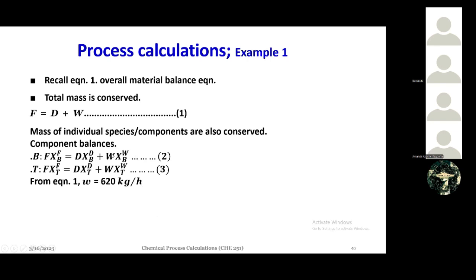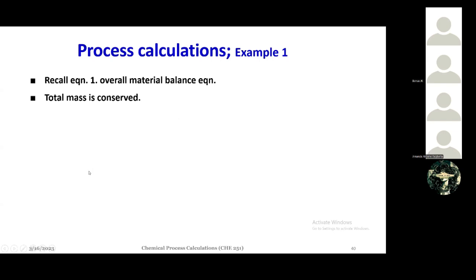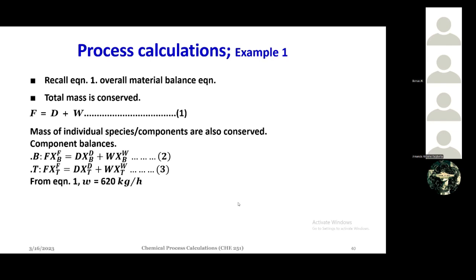Now, since I have my W, I can put it in any of the equations here. I know F, I know XB, I know D, I know XBD. They gave it as 90%. And now I know my W, but I don't know my XB here. So I can use that to find my XB. The same way, I know my F, I know my XT, I know my D, I know my XT. They gave XB to be 90%. So my XT here will be 10%, which is 0.1, plus I now know my W from here, and then I can find my XTW.